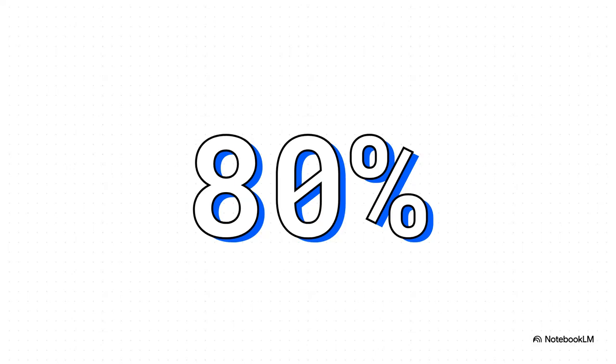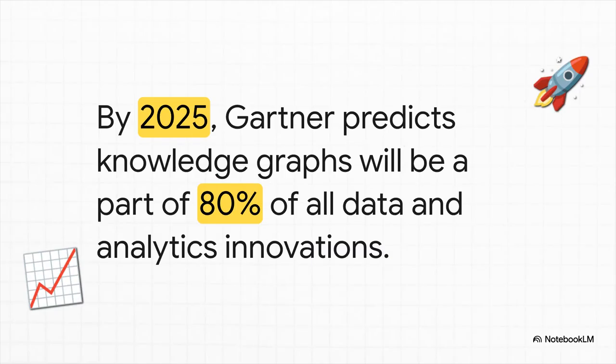So how big of a deal is this? Well, the industry has definitely taken notice. Just look at this number, 80%. What do you think that represents? Well, according to the research firm Gartner, by 2025, a massive 80% of all innovations in data and analytics will use knowledge graphs in some way. So this isn't some niche tech anymore. It's becoming a fundamental piece of our entire data infrastructure.